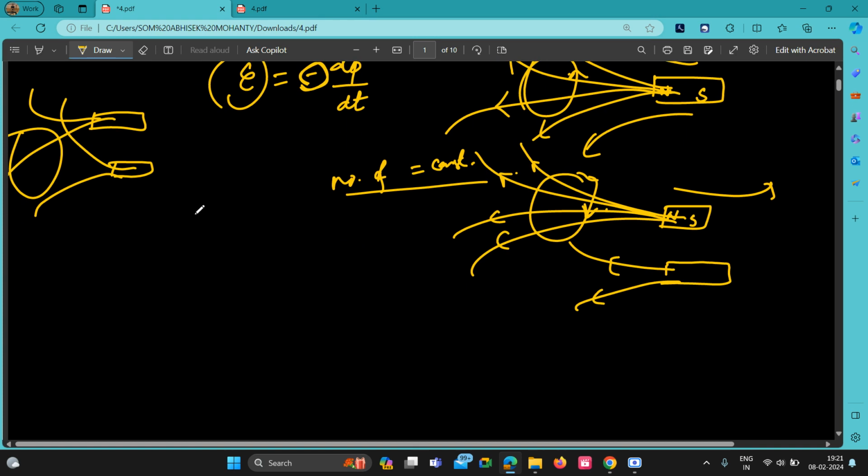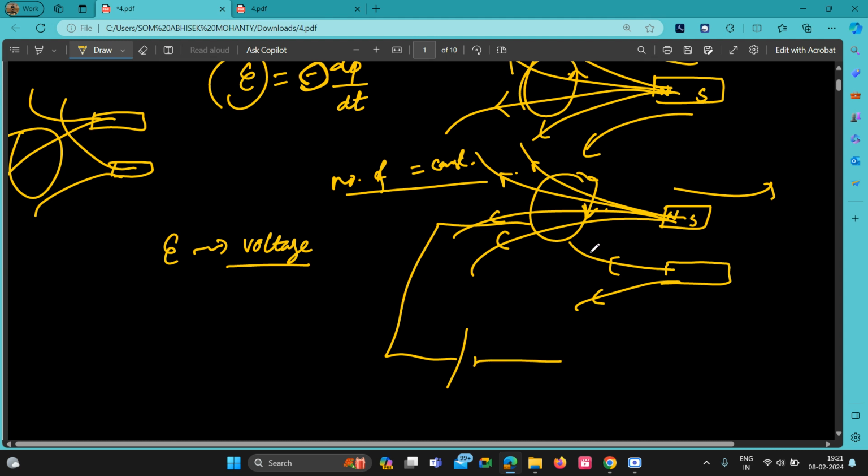EMF means what? EMF is equivalent to voltage. If you don't understand EMF, no need to worry, it's kind of voltage. If I suppose connect it to a wire or circuit, it will be a voltage. Is that all right?